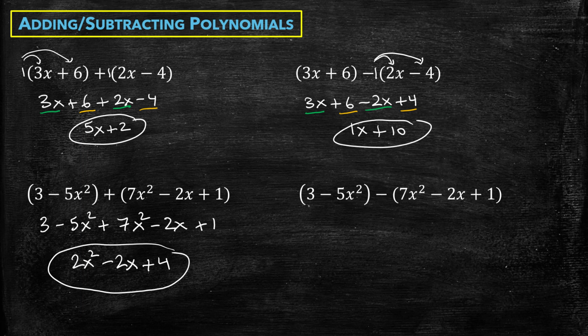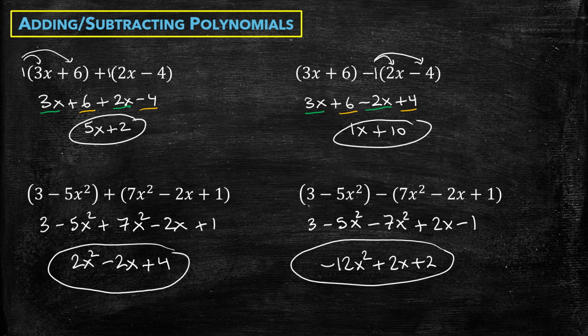And for our last example, let's just subtract those. So distributing the negative 1 into the second parentheses, we get plus 2x minus 1. And negative 5x squared minus 7x squared is negative 12x squared. The plus 2x just stands alone. And then 3 minus 1 is plus 2. And we have the answer.